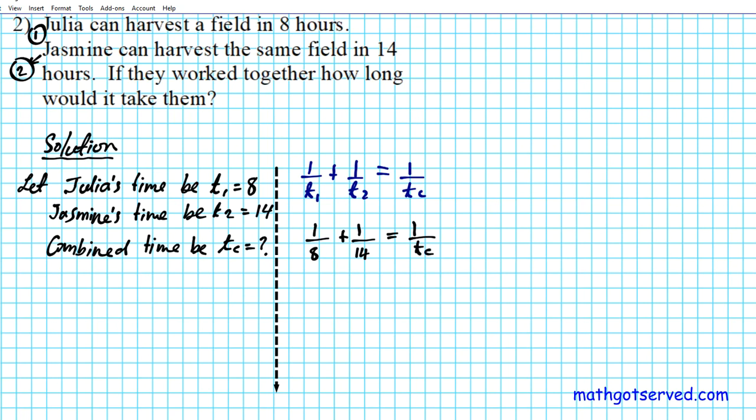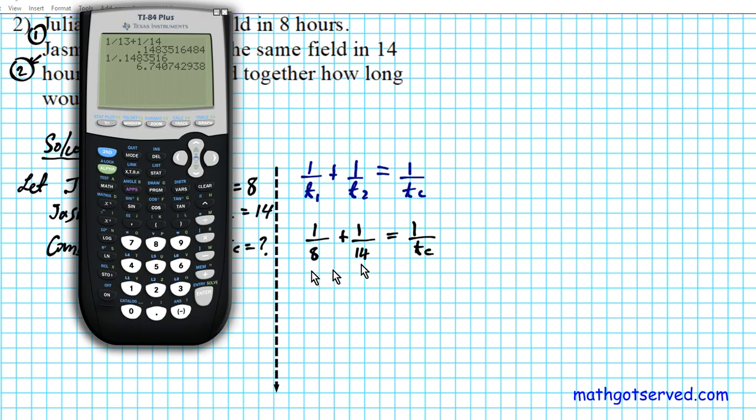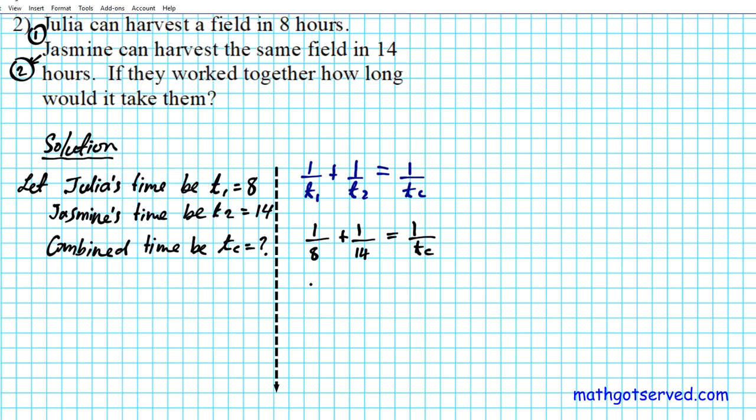Okay, so let's go ahead and figure out the sum of these two fractions. 1 divided by 8 plus 1 divided by 14 gives us 0.19642. Alright, so 0.19642 equals 1 over the combined time. Now, do you remember how to solve this equation? Remember, there are two ways. You can cross multiply and divide, or you can reciprocate.